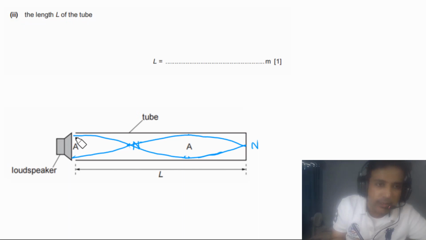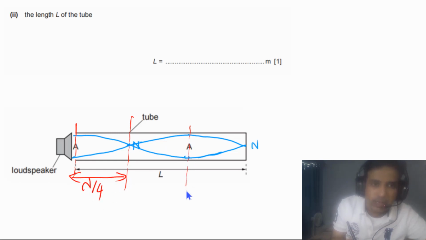In order to answer this question, we also need to understand that the distance between a consecutive node and antinode is equal to lambda by 4. So here we have an antinode and also we have a node. So the distance between a node and a consecutive antinode is lambda by 4. So here we have a node and an antinode. So this distance is also equal to lambda by 4.